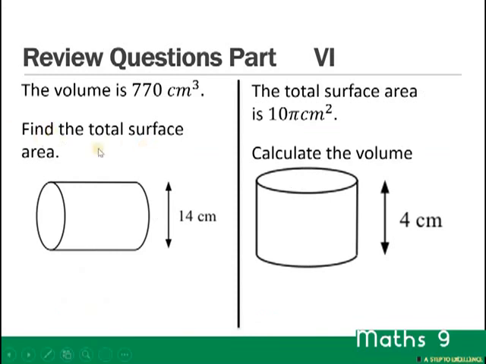Part 6. The volume of this cylinder is 770 centimetres cubed. Find the total surface area. The total surface area of this cylinder is 10 pi centimetres squared. Calculate the volume. Pause the video whilst you work them out.